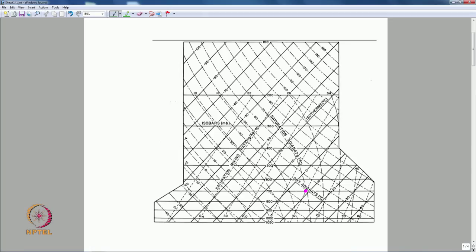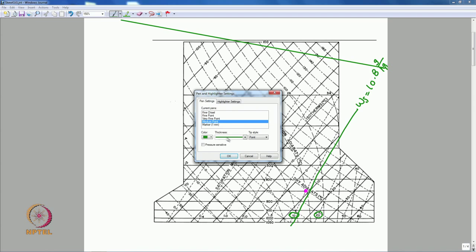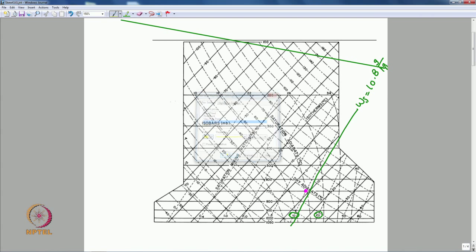Okay. Now, what do we do? Saturation mixing ratio. Now, is this okay? 10 and 20. I want 10.8. So, I will take it as 11. All right, I got that. So it will come down up to that. All right, then now it is fully saturated.